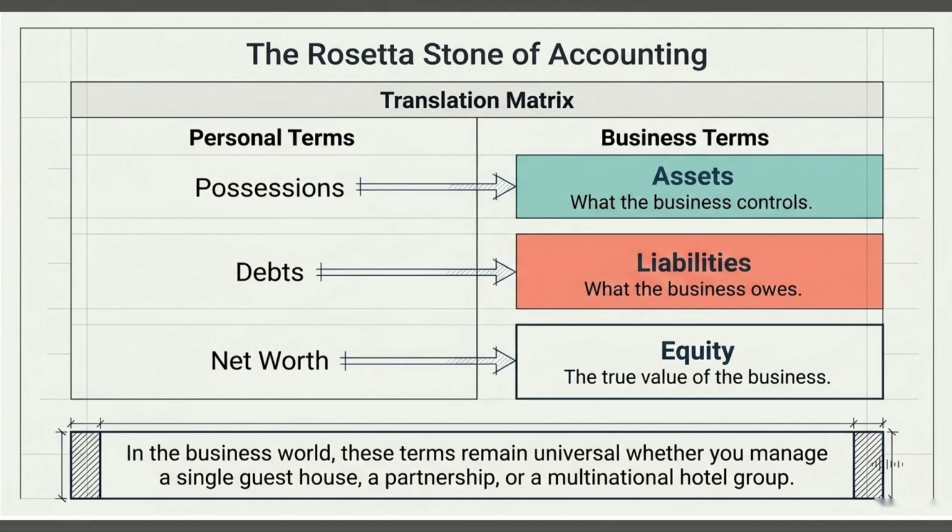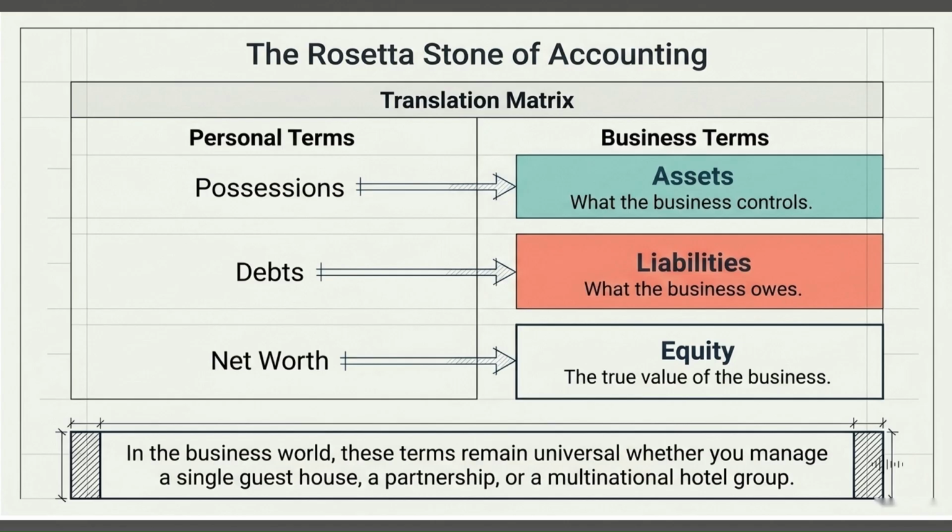In everyday conversation, people say a hotel is worth 200 million rand when they mean its buildings and land are worth 200 million rand. Those are different statements. The first is equity. The second is one line of assets. If the property carries a mortgage bond of 240 million, the difference between those two numbers is 60 million rand of somebody's money. And these terms are universal. They mean the same thing whether you run a single guest house, a two-partner restaurant, or a hotel group listed on the Johannesburg Stock Exchange.